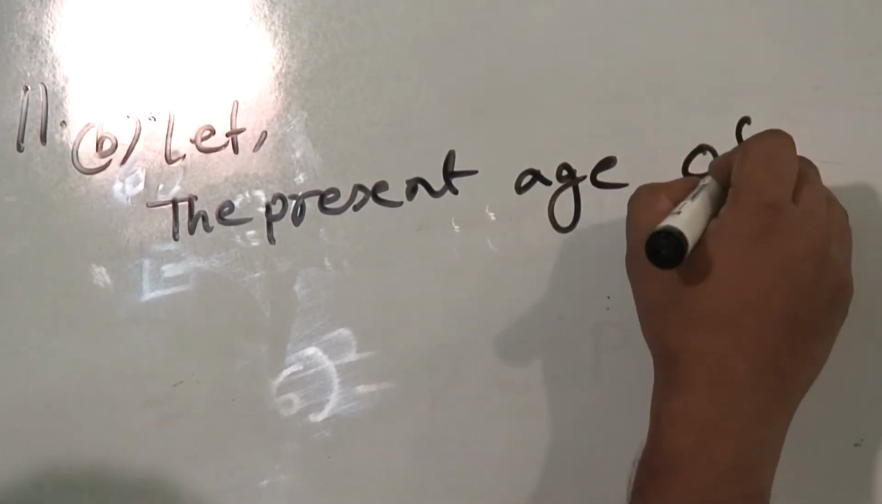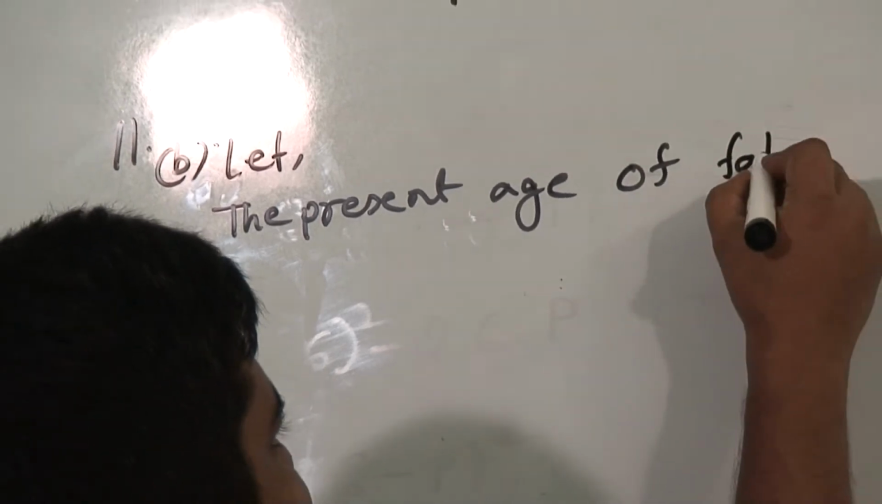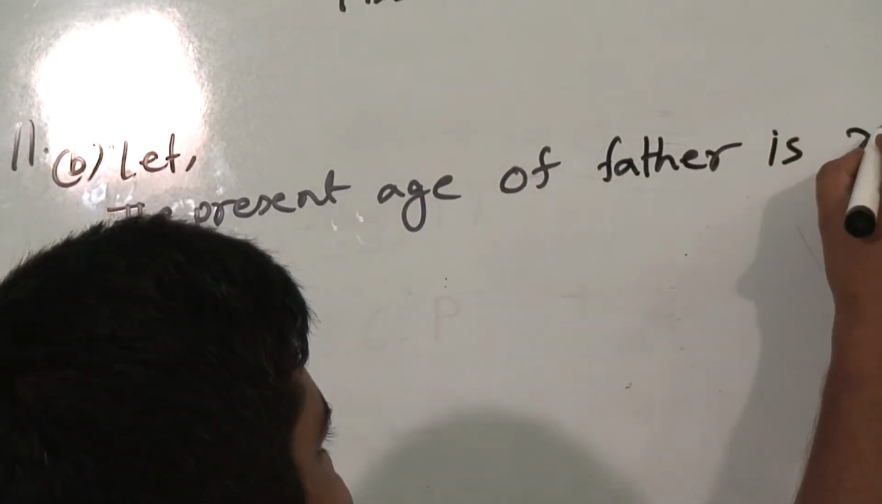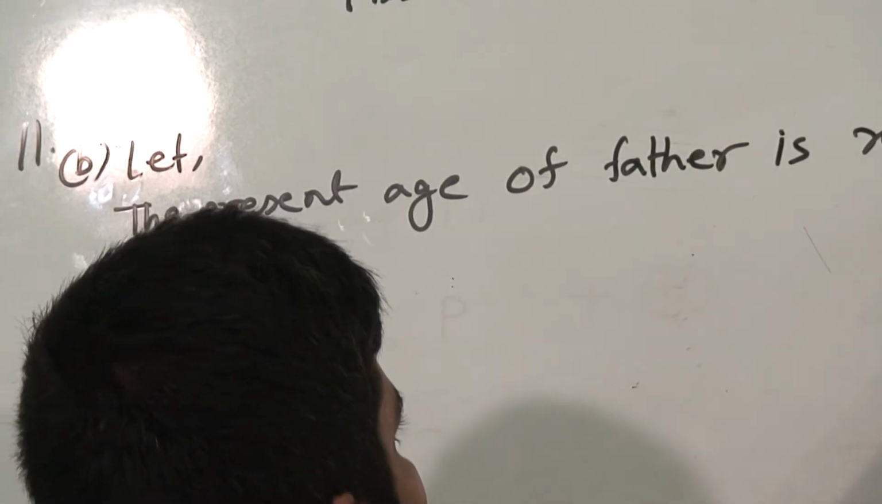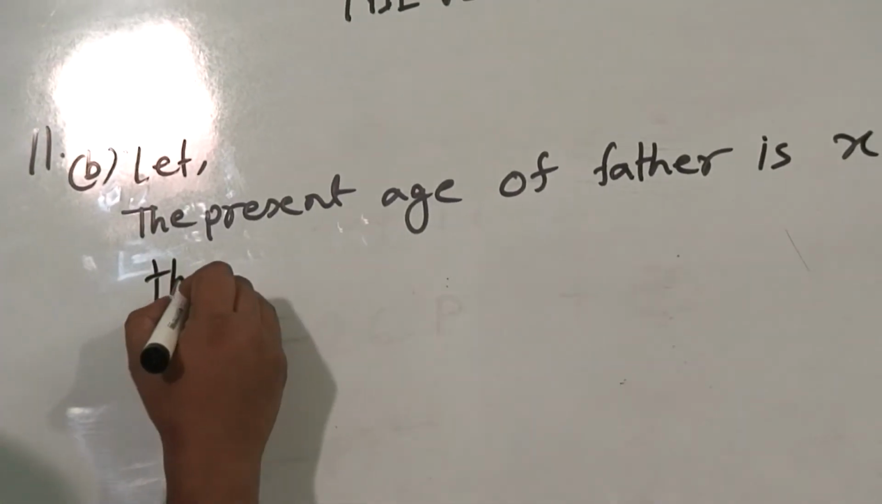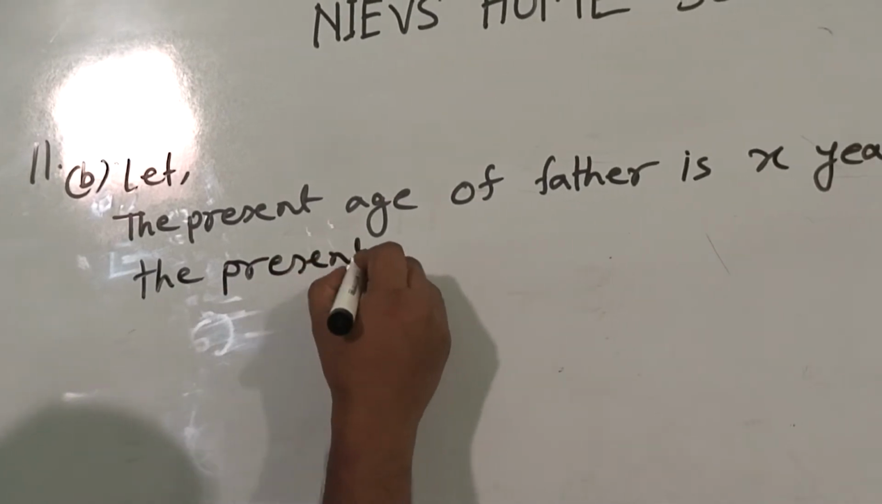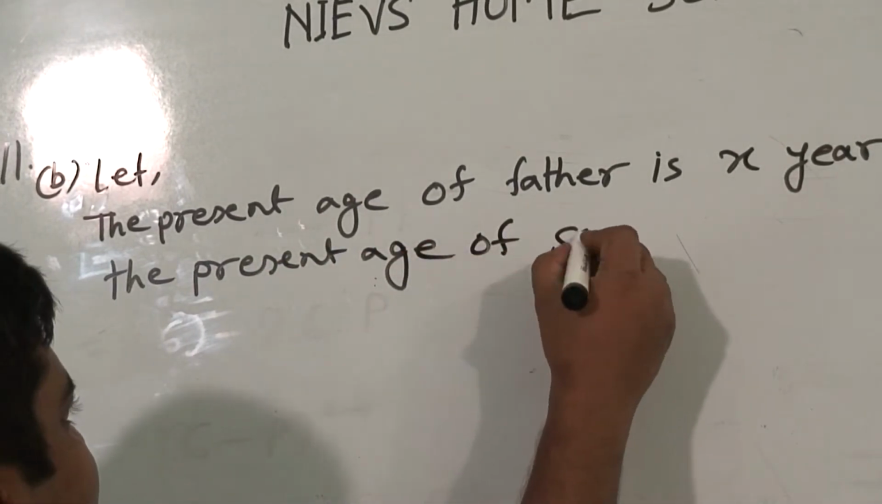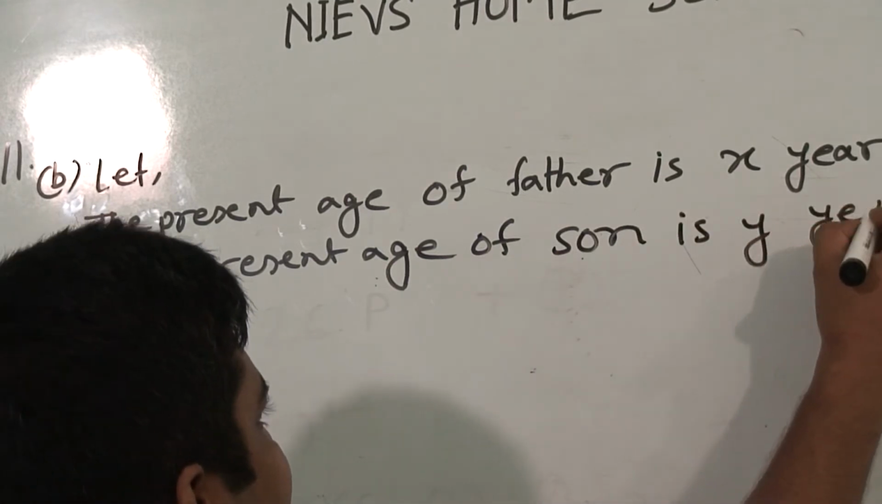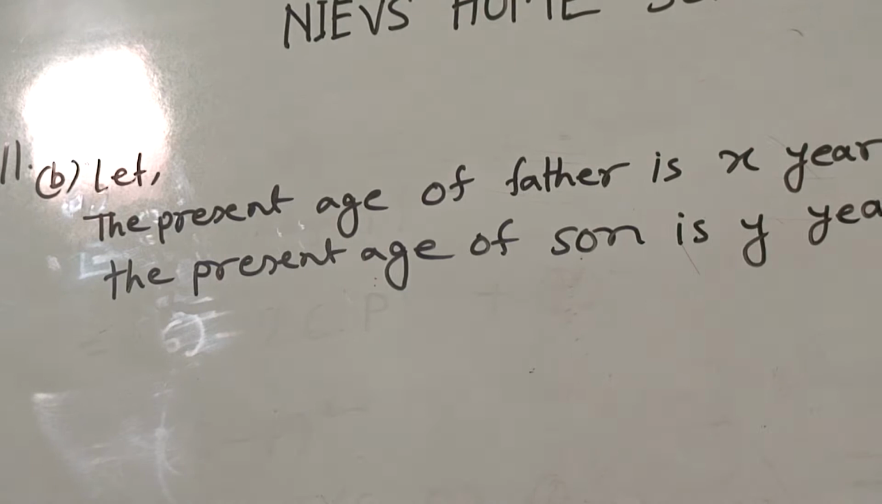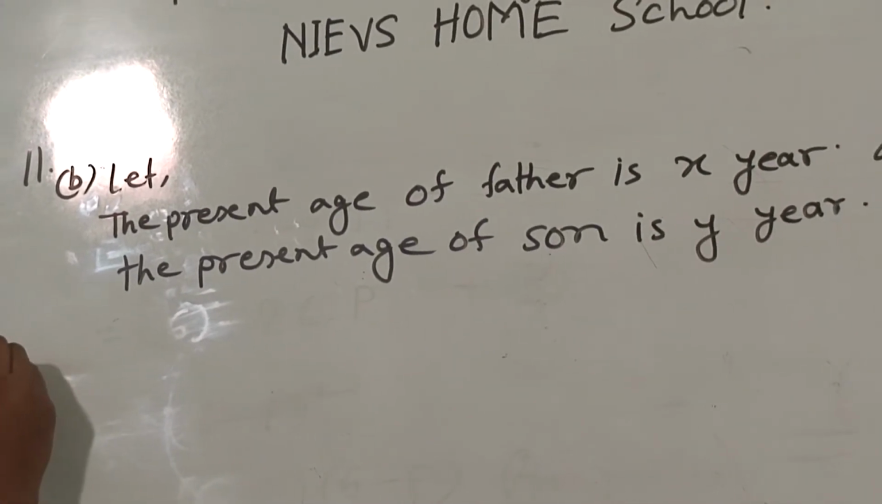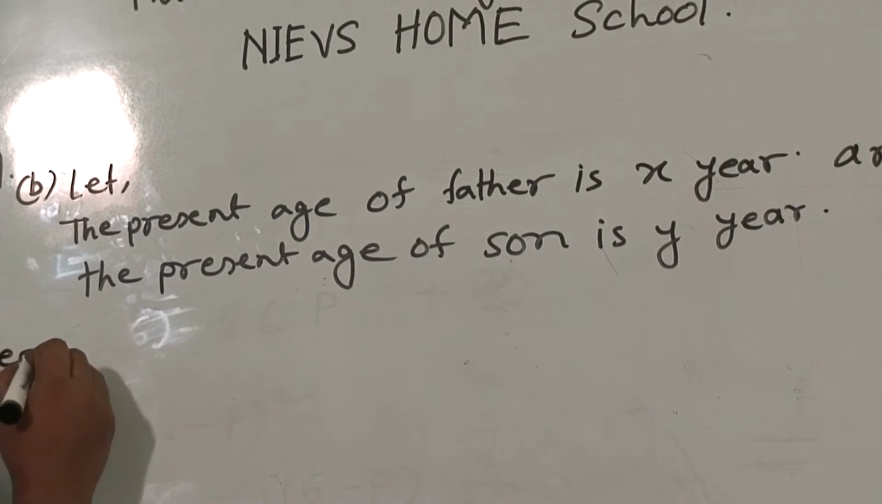To solve this, at first we consider, let the present age of father is x years and the present age of son is y years. Dear students, 5 years ago. Now write 5 years ago.